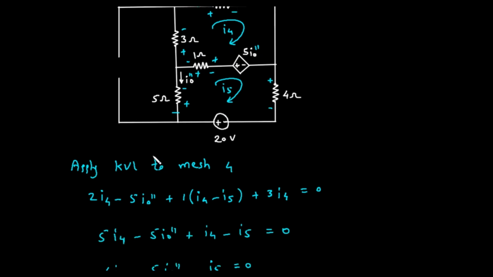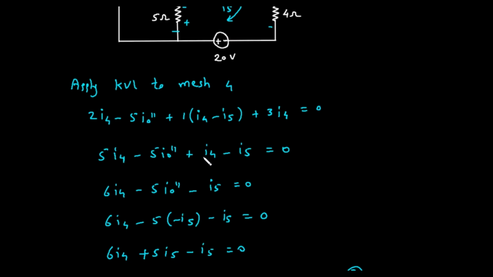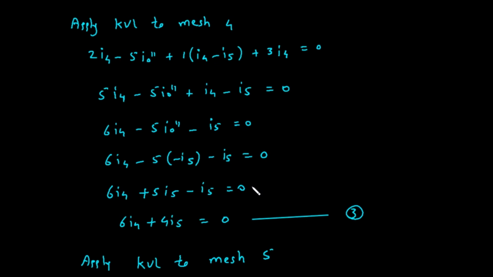The sum is 0. The equation is 2 I sub 4 minus 5 I sub O double prime plus 1 times I sub 4 minus I sub 5 plus 3 I sub 4 equals 0. Let's combine the I sub 4 terms. 6 I sub 4 minus 5 I sub O double prime minus I sub 5 equals 0.